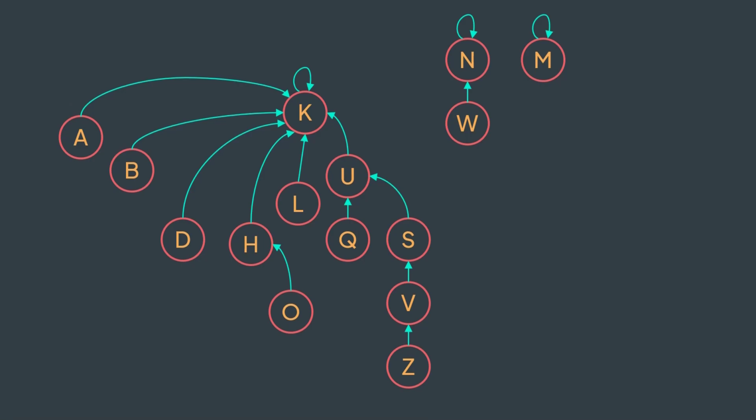Now try to do the same thing with find V operation. What happens is that from V we go to S, then from S we go to U, then from U we go to K. Then K is the root, we stop.